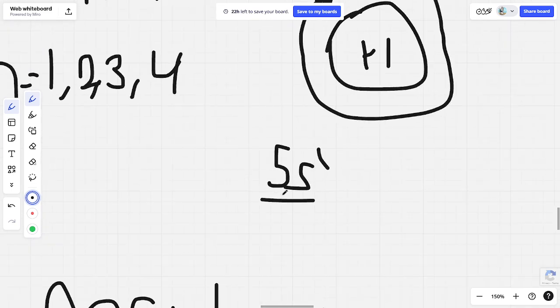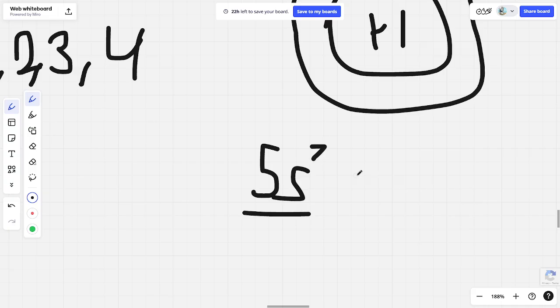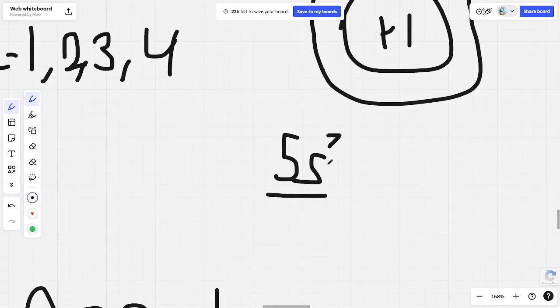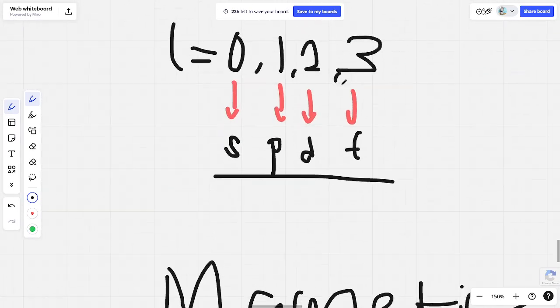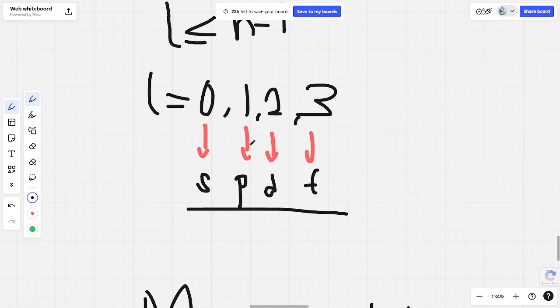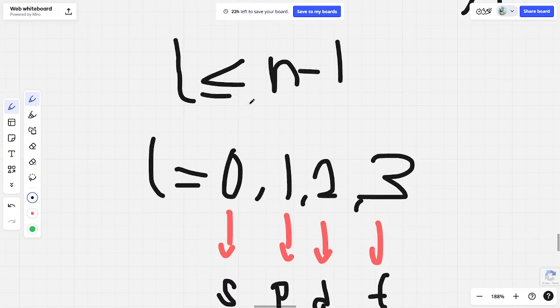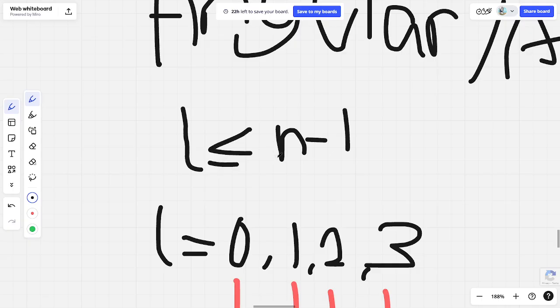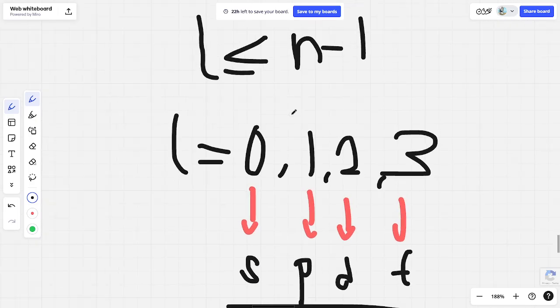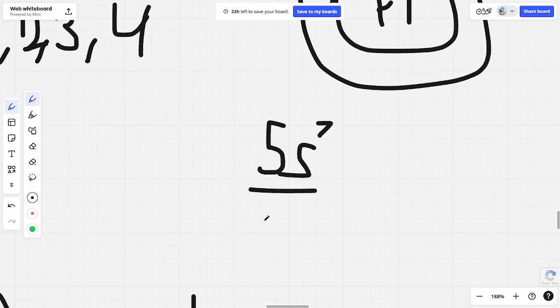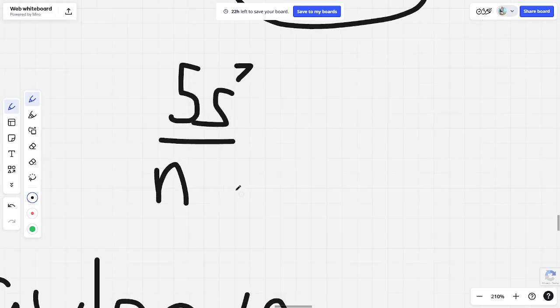So if we go back here, we have 5s. To get the principal quantum number here, we can go to our angular and say that since it's s, L is equal to 0. And since L is equal to n minus 1, we can add 1 to 0 to get n is equal to 1.